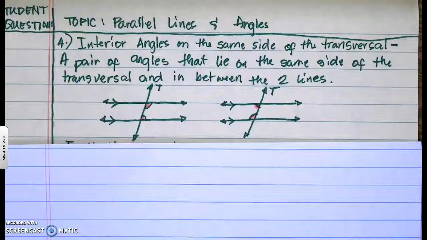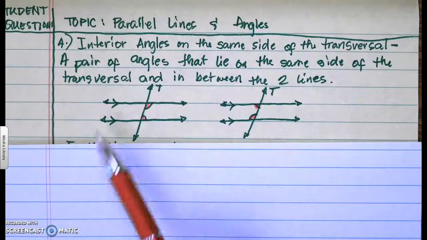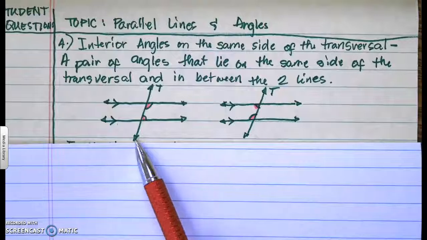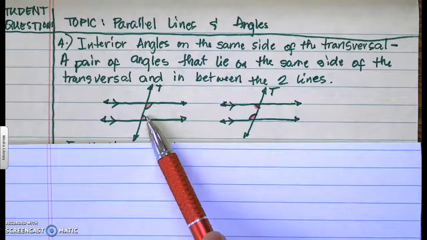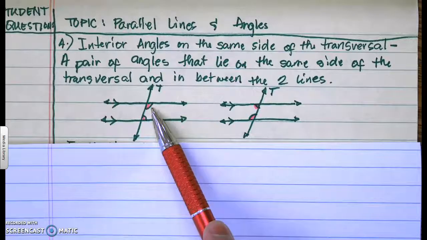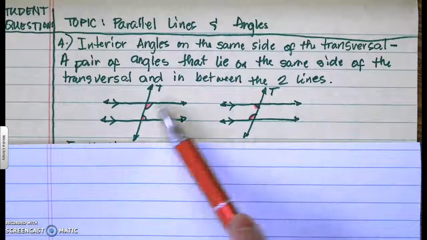Number 4 of the types of angle pairs is the interior angles on the same side of the transversal. Unlike the alternate interior or exterior angles, these two types of angles are going to be on the same side of the transversal. Interior angles on the same side of the transversal are defined as a pair of angles that lie on the same side of the transversal and in between the two lines. So, given again that these two lines are parallel and they are cut by a transversal, these are your interior angles on the same side of the transversal. In this case, we have this as your first pair and this is your next pair.